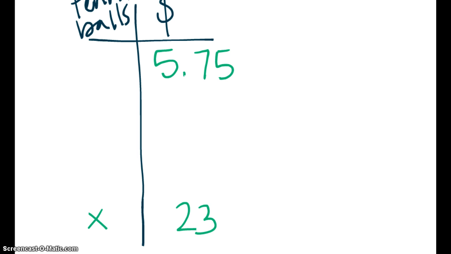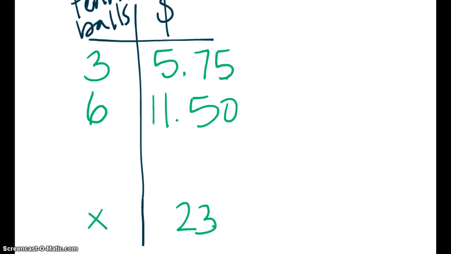Now, in this example, I don't immediately see a horizontal or a vertical relationship. You might, but I don't immediately see one. So it's oftentimes helpful to just start scaling in the direction that you need to go. So in this example, we need to scale from $5.75 up to $23. So we are scaling up. So what would happen if I doubled 3 and I doubled $5.75?